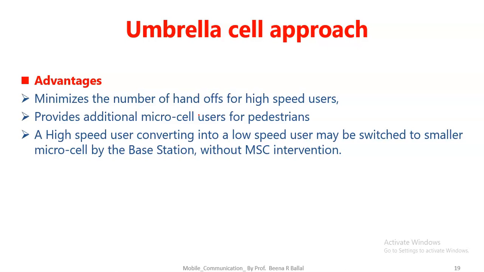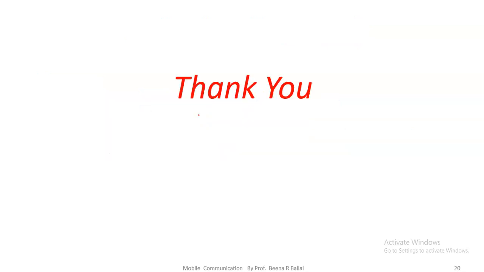Okay, a high speed user who becomes a low speed user may be switched to a smaller micro cell by the base station from the larger cell, but here MSC intervention is not required. So as a result, the umbrella cell approach also reduces the load on the MSC as far as high speed to low speed, or low speed to high speed conversion of the user is concerned. As a result, the umbrella cell approach is a very important approach which takes care of both types of users, high speed as well as low speed users.